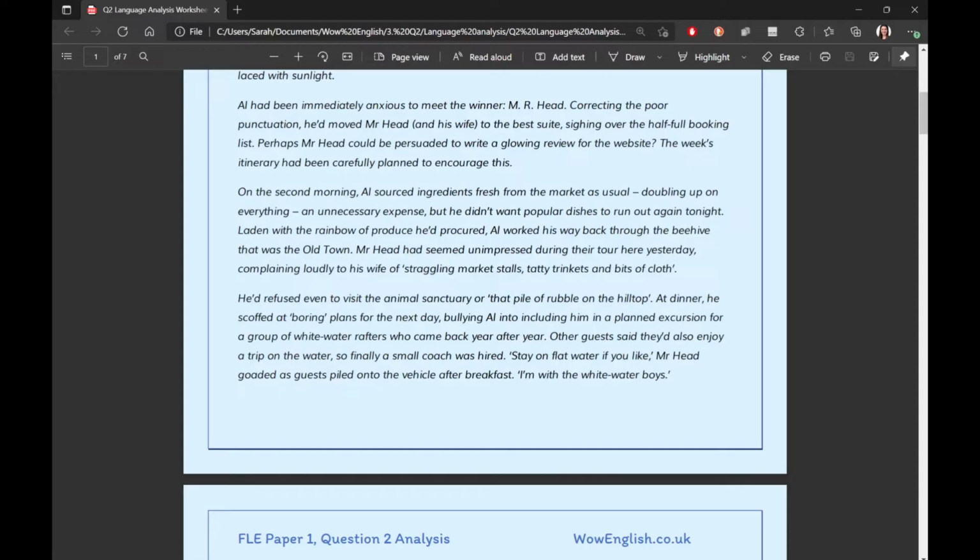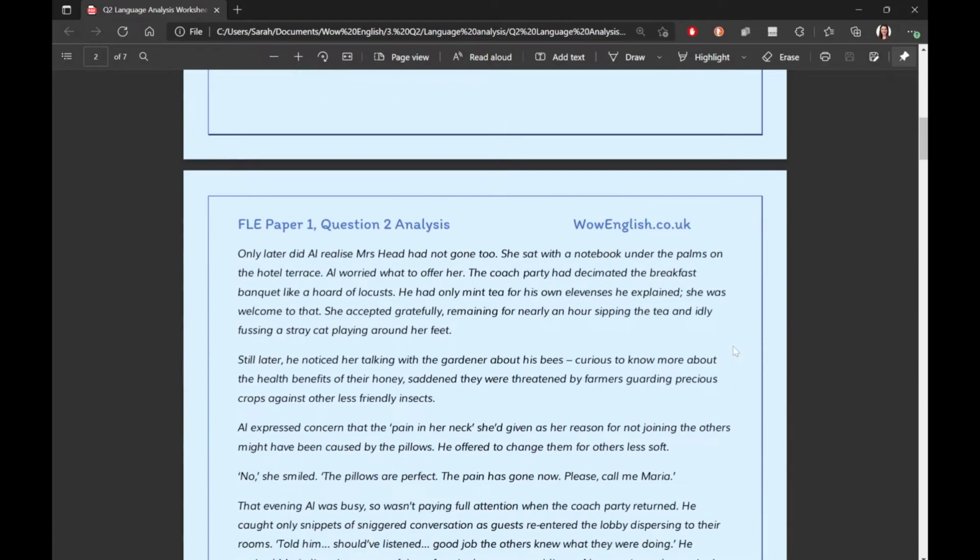Have a think then, what is your opinion of Mr. Head? How is he acting? Do you approve of his behaviour? How would you describe him? Carrying on.